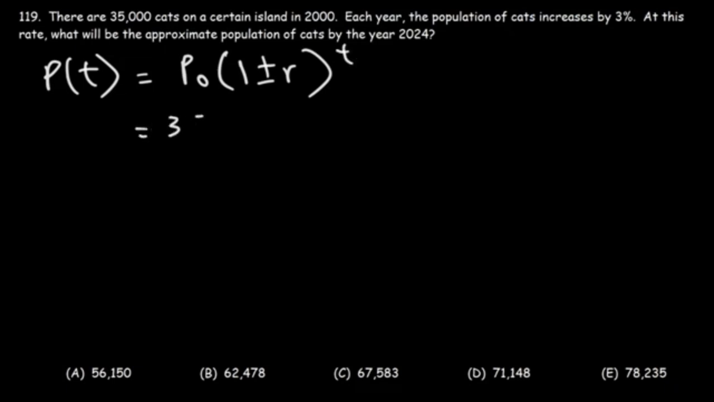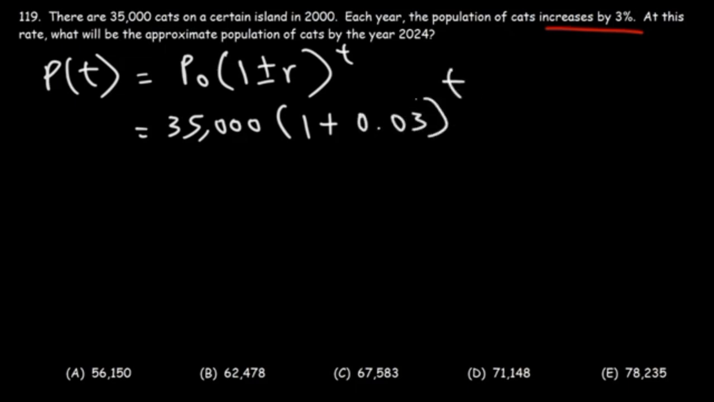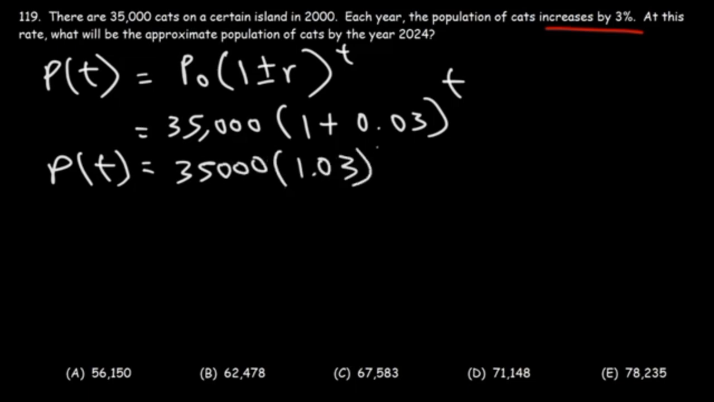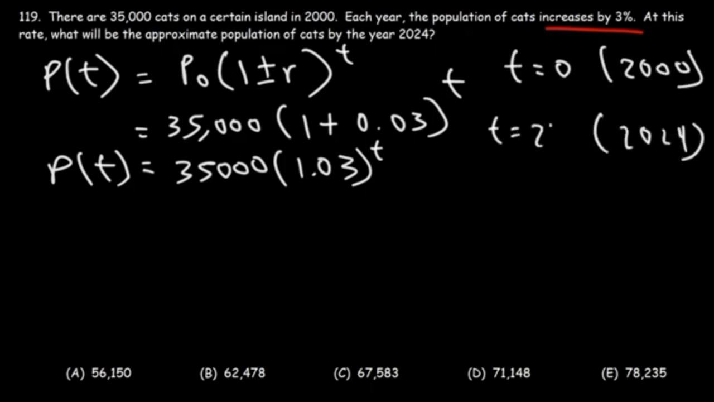The initial amount of cats, P0, is 35,000. R is 3%. Now notice that it increases by 3%, so we're going to use the positive sign. Thus, this is going to be 1 plus r. 3%, if you divide that by 100, is equal to 0.03 as a decimal. So, thus we have the formula for the population of the cats. It's 35,000 times 1.03 raised to the t. Now, t is 0 corresponding to the year 2000. So by the year 2024, t should be equal to 24.